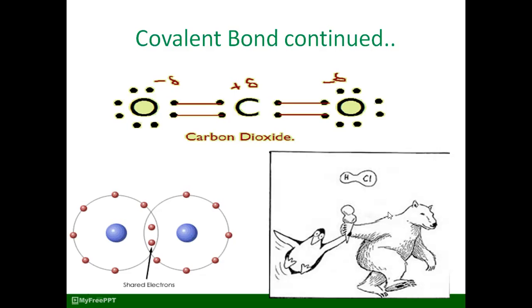In the case of hydrogen chloride, chlorine has higher electronegativity than hydrogen. So the chlorine would pull the hydrogen atom. So this is also an example of polar covalent bond.